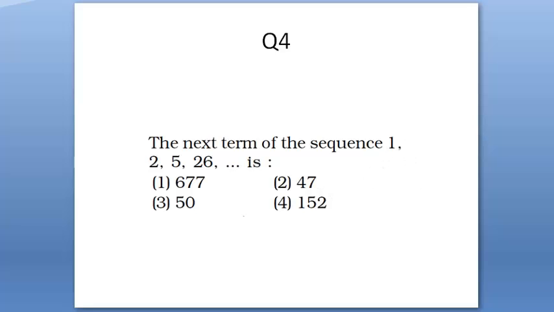Let's see now. Now this sequence might seem a bit tricky. If you try taking the difference, you're going to get 1 as the initial difference, then 3, and then when it comes here it's going to be like 21, which is in no relation with the previous differences. So obviously that is not the method to solve this.